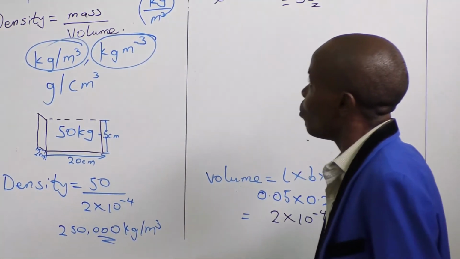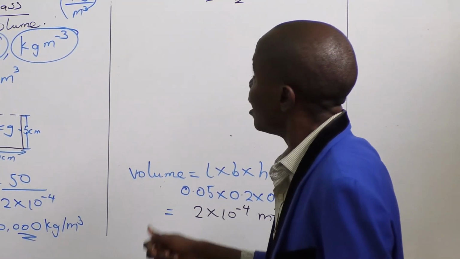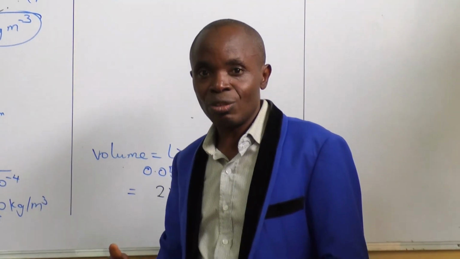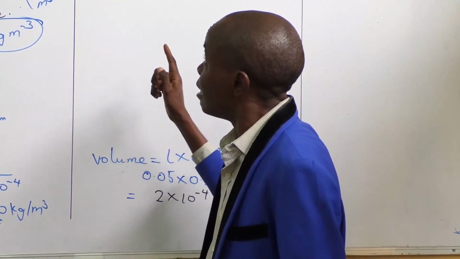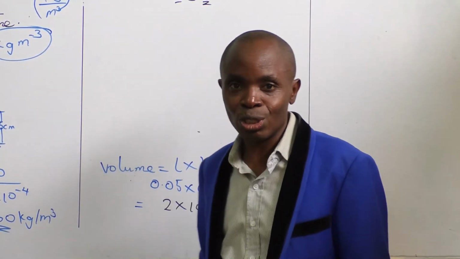So in summary, we have been able to define density, calculate density, and we have also looked at what upthrust is. I hope to come to you in a video where I'll be explaining this further, looking at Archimedes' principle and the principle of flotation.